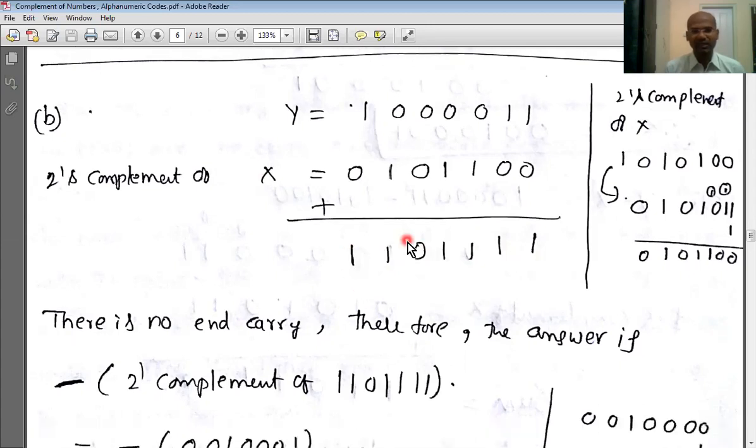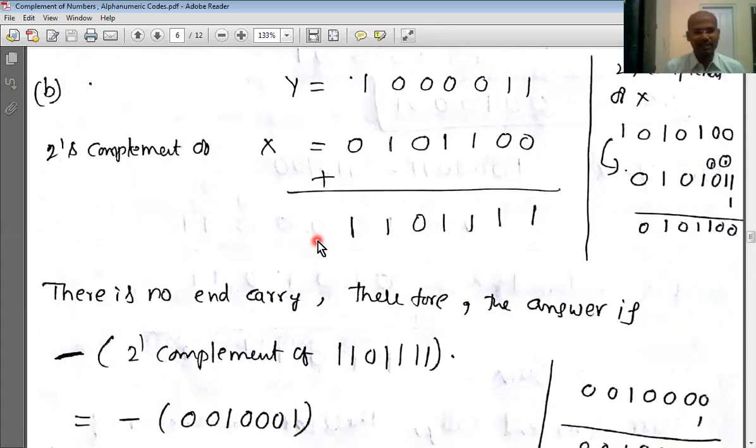But here in this case, we have not got any additional carry, any end carry. This is the interpretation: if there is no end carry, the answer is negative. If you get a non-zero carry, then the answer is positive. And how do you get the answer? By dropping the end carry, considering only the actual sum. That is how you get the subtraction answer.